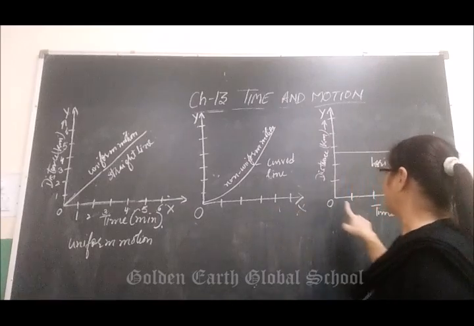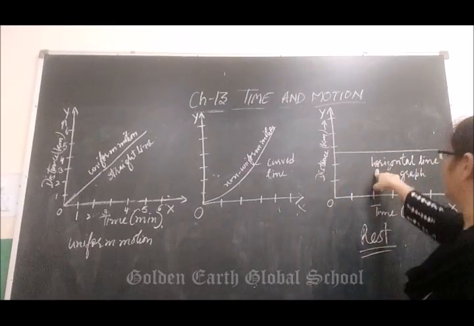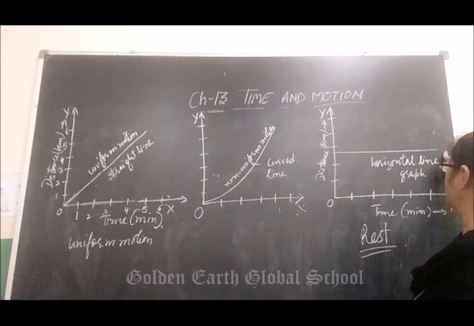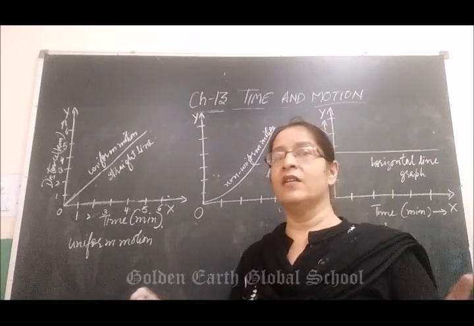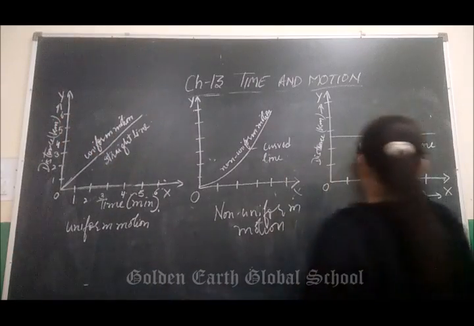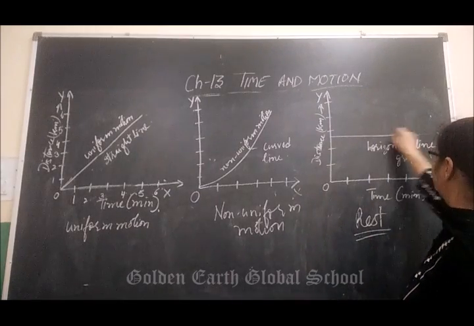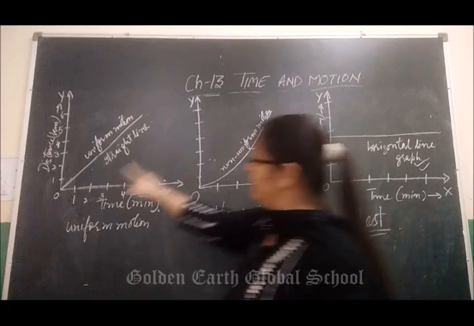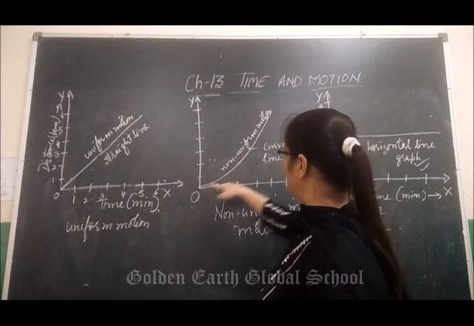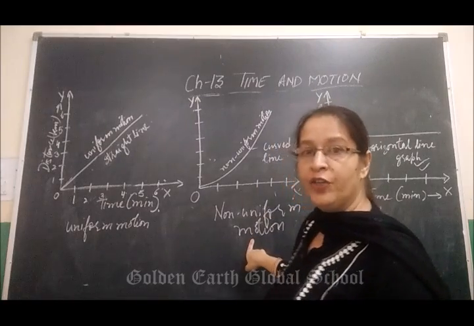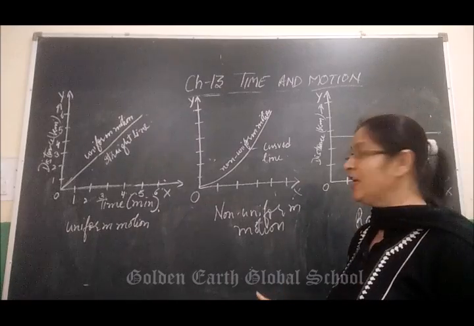Okay. Then next, when the object is at rest, the line is a horizontal line. It means the object is at resting position, then the line is horizontal. This straight horizontal line shows that the object is at the resting position. So when it is a straight slanted line, the object is in uniform motion. When it is a curved line, the object is in non-uniform motion. When it is a straight horizontal line, the object is at resting position.